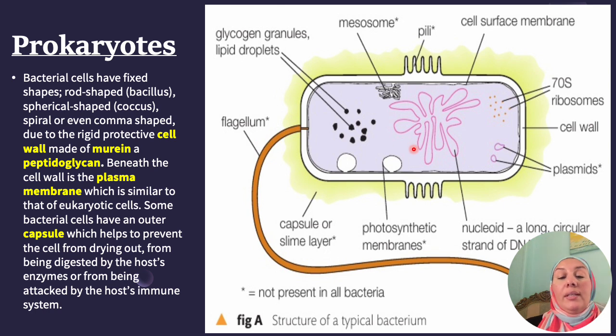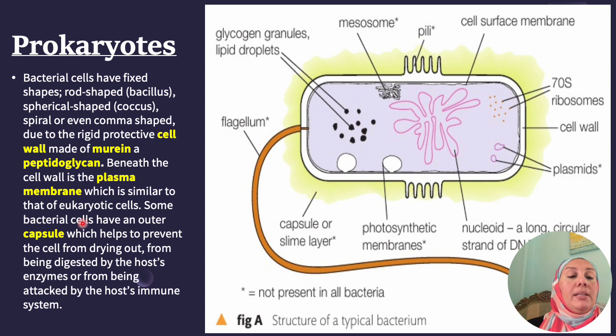Other structures that are known to be found in a bacterial cell: well, they do have a cell surface membrane like all other cells. They do have a cell wall. Cell walls, but they are made of a certain chemical. They are made of murein, a type of chemical called peptidoglycans. Beneath that cell wall, yes, we know there is a plasma membrane or a cell surface membrane, cell membrane, whichever you call it is all correct. And the cell membrane is similar to that of eukaryotic cells.